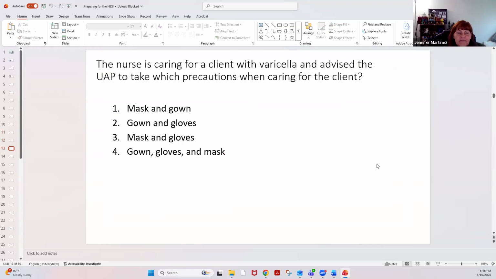All right. The nurse is caring for a client with varicella and advised the UAP to take which precautions when caring for the client. So, mask and gown, gown and gloves, mask and gloves, or gown, gloves, and mask. 4.